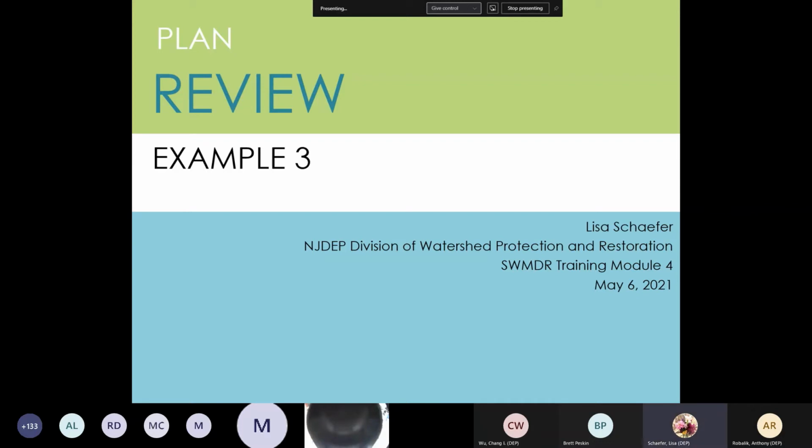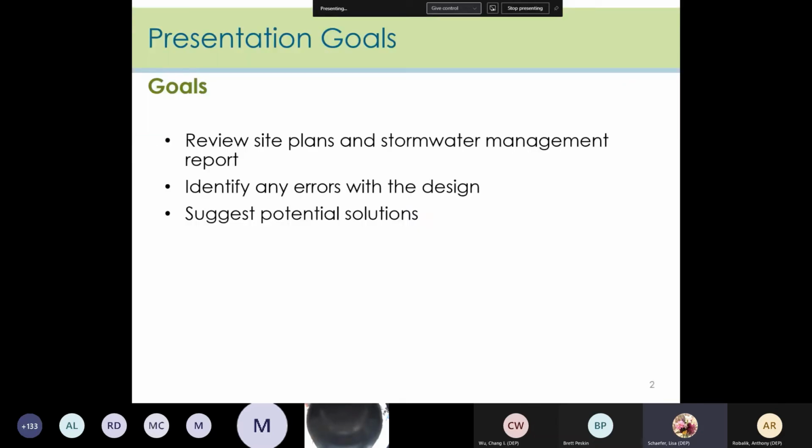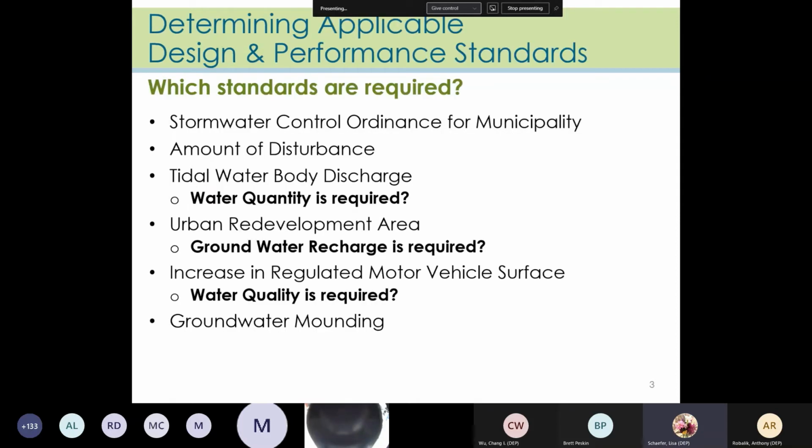Okay, so in the third example that we have for you, there's some overlap with the previous examples. I'm going to focus on additional information rather than repeat the same types of analysis. So of course, like any other presentation in this module, we're going to look at the site plans, the stormwater reports, everything else, the soil logs, and we'll identify errors with the design, and then maybe suggest some potential solutions towards the end of the presentation.